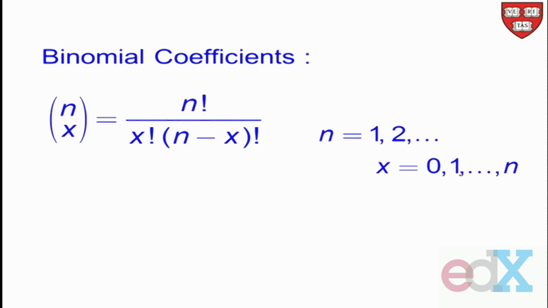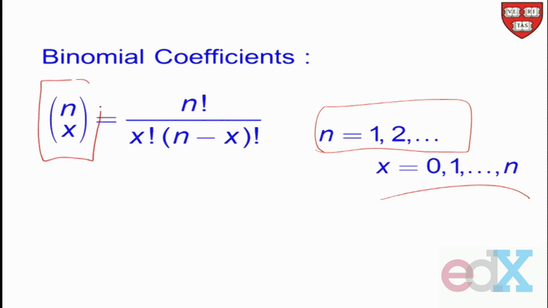Then we've got the binomial coefficients, and those are what we saw from the Pascal triangle. They are n factorial divided by x factorial times n minus x factorial, and they are defined for any non-negative integer n and any x from 0 to n. And we denote it by this, which is read n combination x.